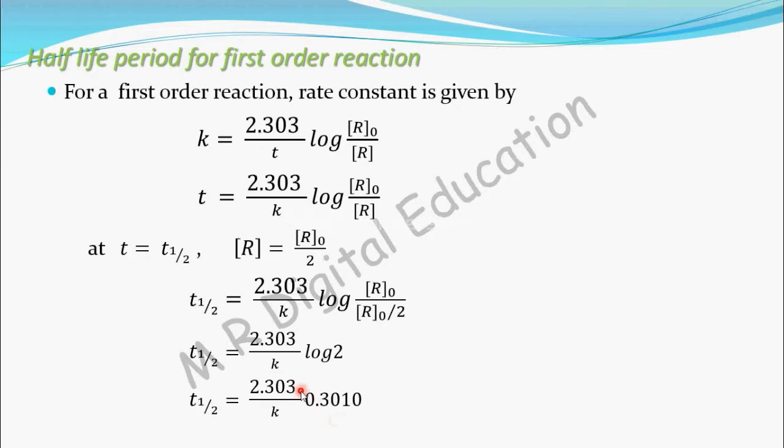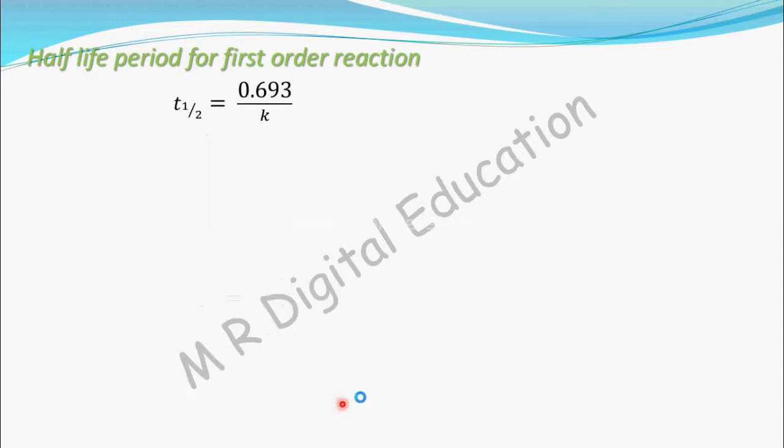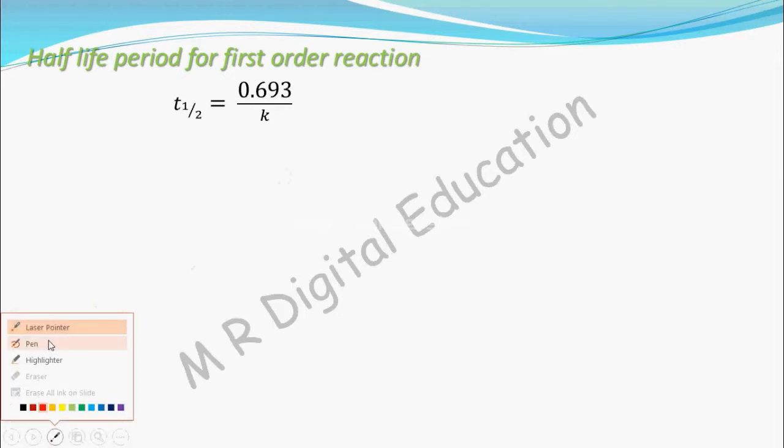Now when you multiply 2.303 and 0.3010, you will get 0.693. So t half is 0.693 by k. It is half-life period for first order reaction. Remember, this one is very important while solving the problem. t half for first order reaction is 0.693 by k.